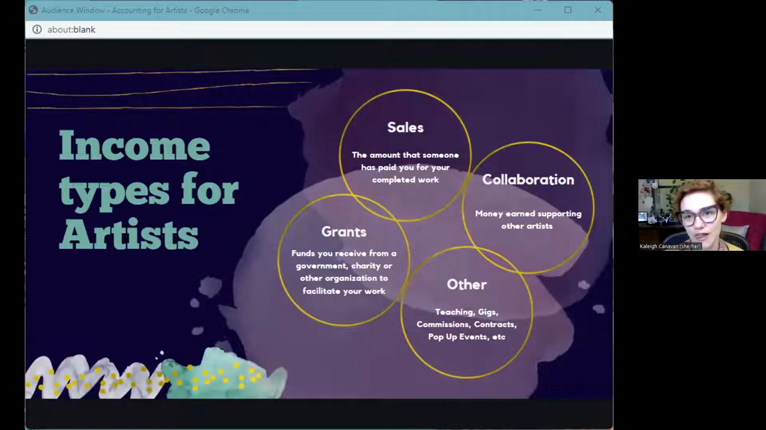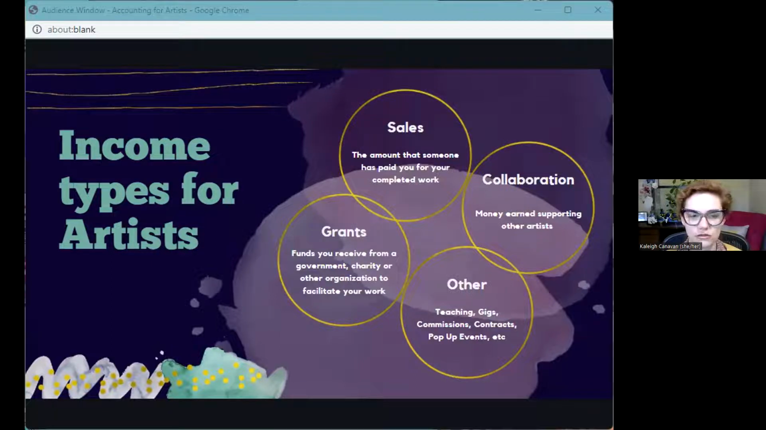Different types of income for artists. This is not an all-inclusive list, but I did put it together so that hopefully it'll spark some ideas about different revenue streams that you have. Sales is the easy one. That's you literally selling your art, sculptures, paintings, maybe it's music. Collaboration. If you were brought in by a different artist to help produce an album or produce a piece of art, then the money that they pay you to help with that is also a revenue stream for your artistic business. Grants are awesome. Sometimes they're taxable and sometimes they are not.